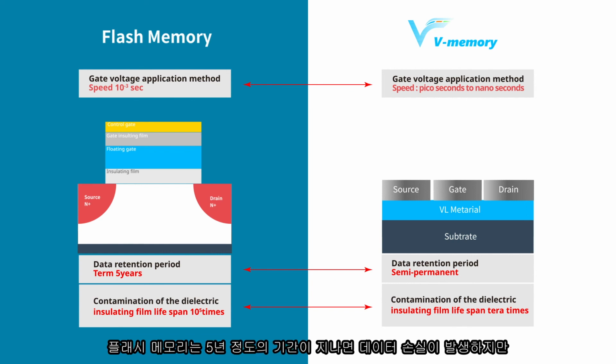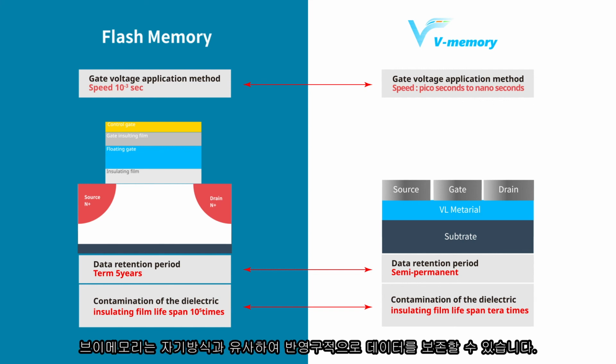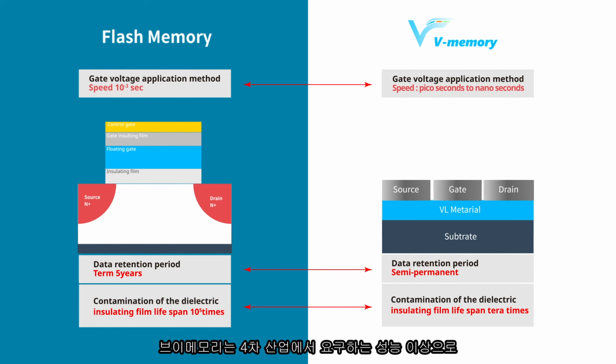Flash memory causes data loss after a period of about 5 years, but V-memory is similar to a magnetic field method, which can preserve data semi-permanently. In summary, V-memory can outperform conventional flash memory beyond the performance required by the fourth industry.